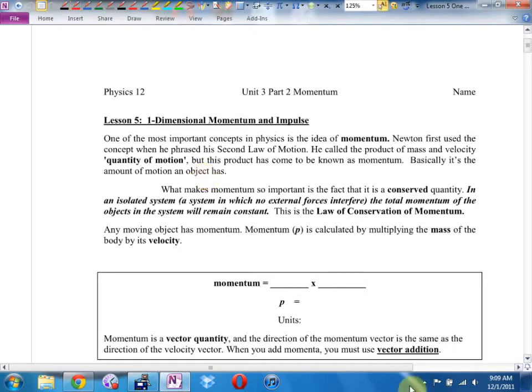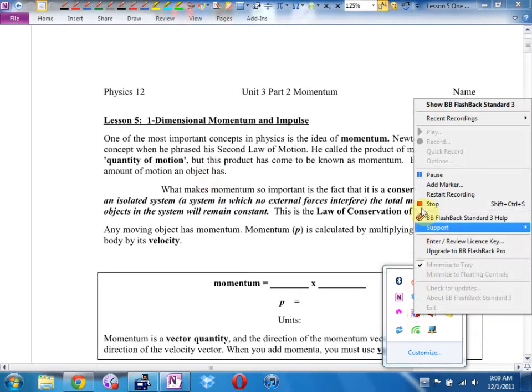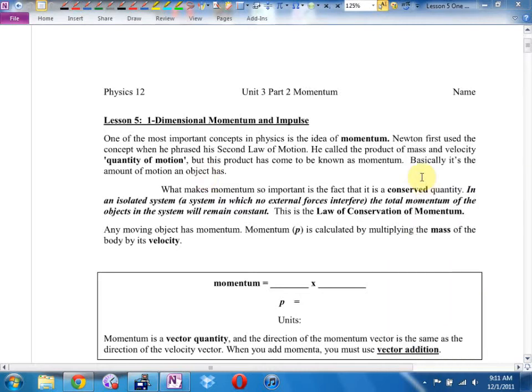For example, and because it's a product, mass times velocity, we actually are going to use the letter P for product. We can't use M for momentum because M is taken by mass. This product has come to be known as, you can underline this word or highlight it, momentum.